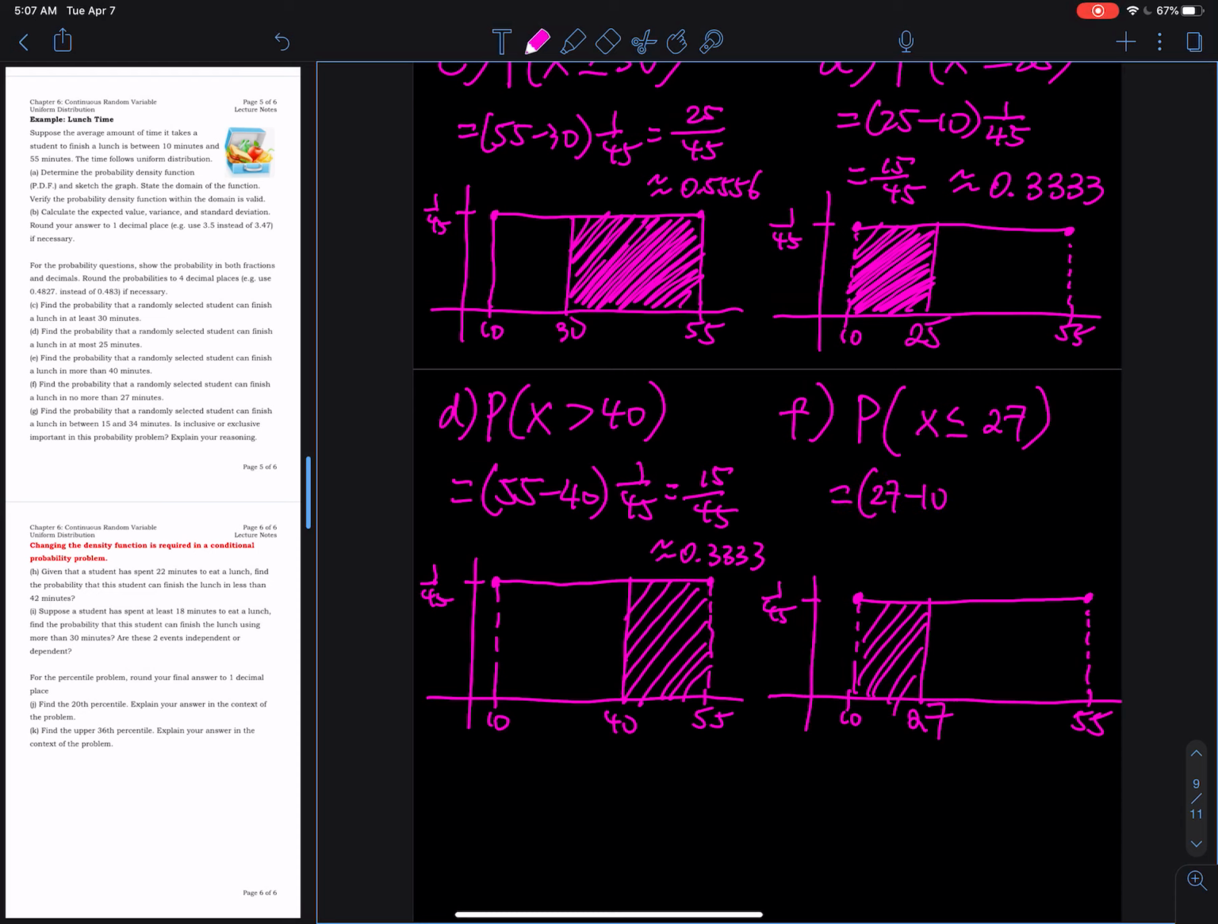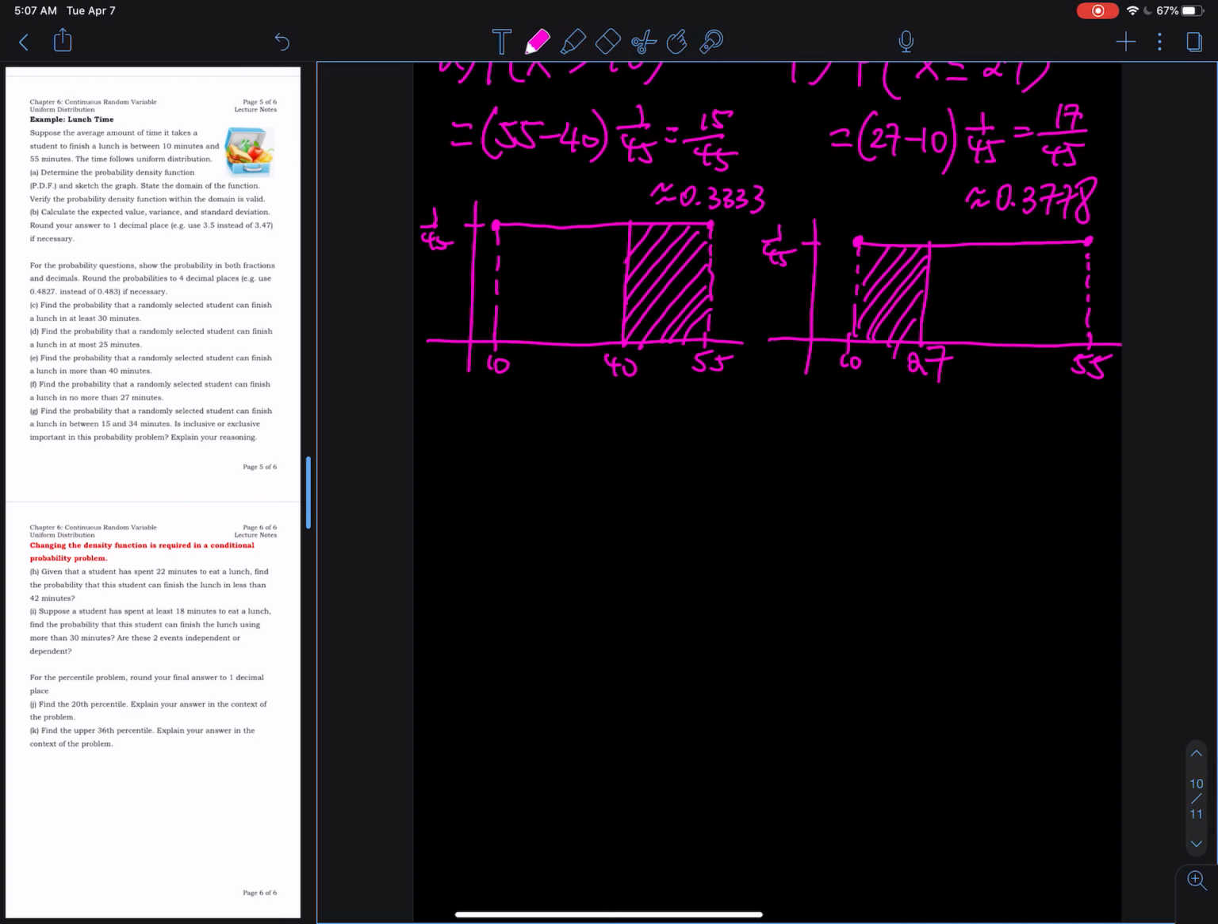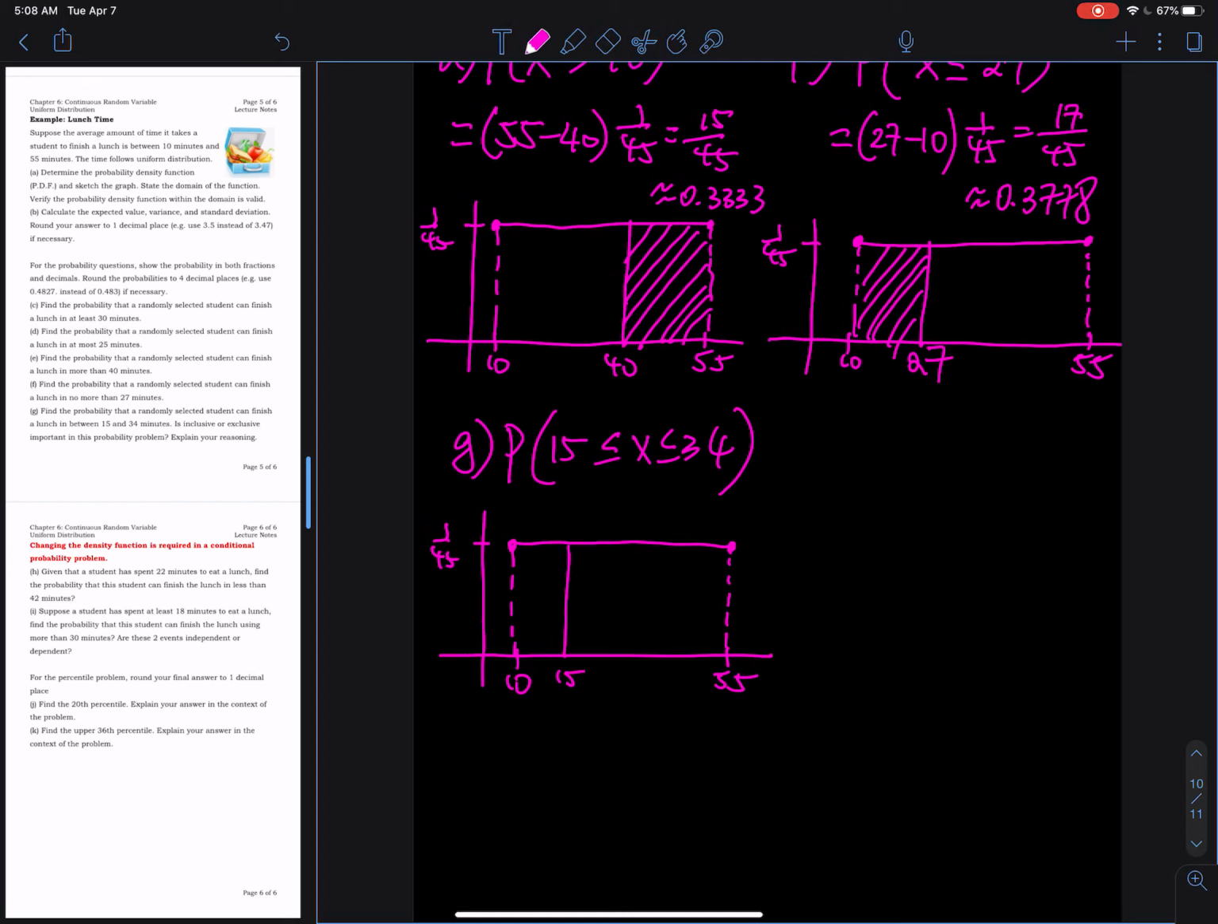And then part G, find the probability that a randomly selected student can finish a lunch between 15 and 34 minutes. So G is probability that X is between 15 and 34. We don't care about the equal because X is a continuous random variable. So I just answered the question. Inclusive, exclusive is not important because X is a continuous random variable. Draw the graph from 10 to 55. And then this is 1 over 45. We have 2 dots from 15 to 34. And then we shade this region.